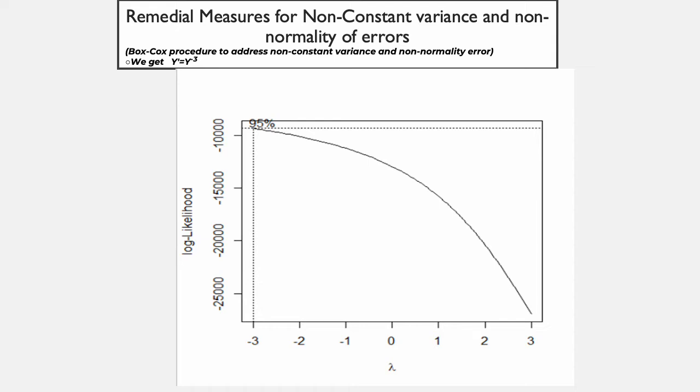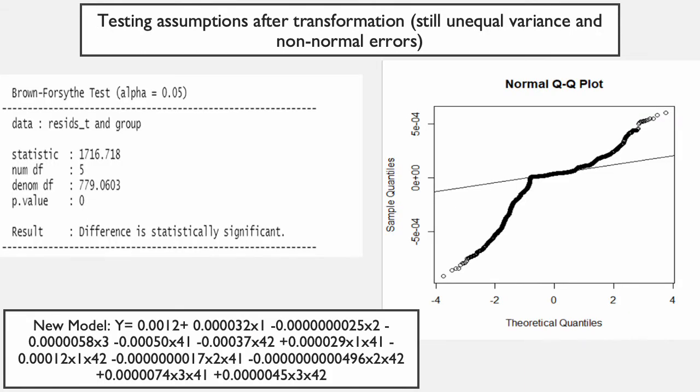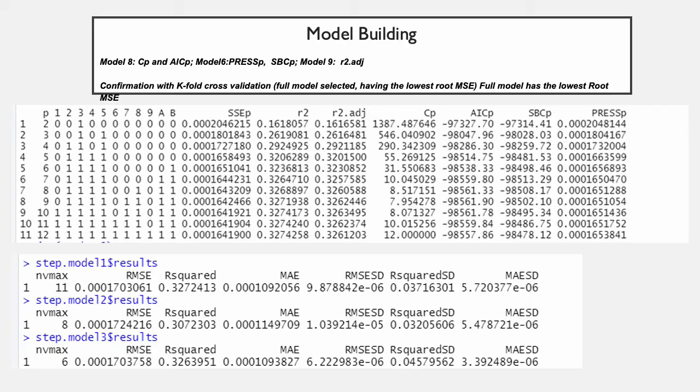These are remedial measures for non-constant variance and non-normality of errors. As we found that we have non-constant variance and non-normality, we decided to use the Box-Cox procedure to transform Y. We obtained the highest lambda of -3, and then we applied it for transformation. Our Brown-Forsythe test after transformation was also statistically significant, indicating non-constant variance. Our normal quantile plots still did not change a lot. However, this was our new model after transformation.